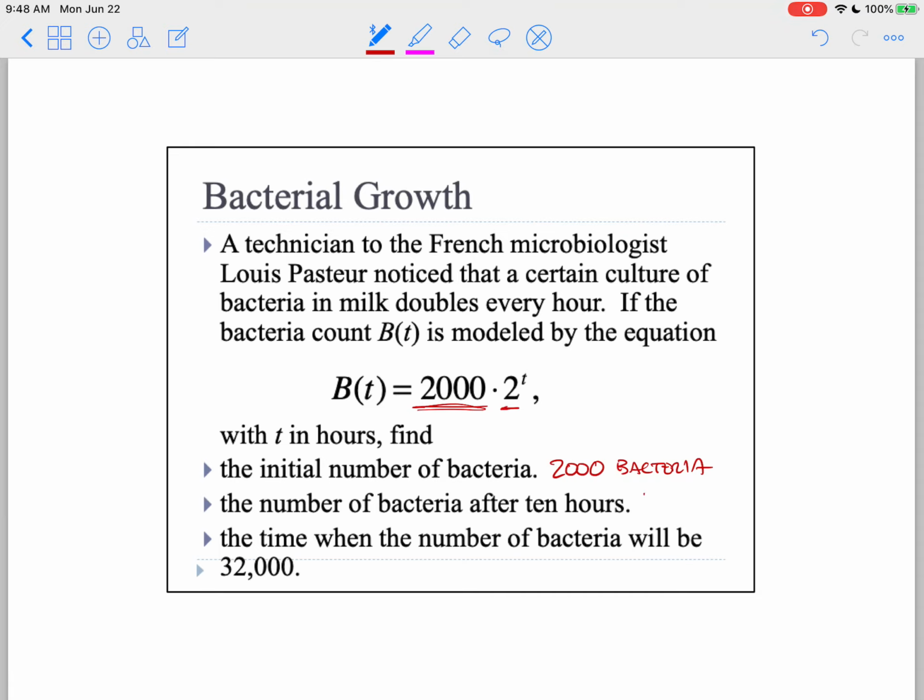So after 10 hours, I'm really just looking for b of 10. I'm going to plug 10 in for t. So 2 to the 10, I'm using my calculator here. 2 to the 10 is 1,024 times the 2,000 that was there, gives me 2,048,000 bacteria.